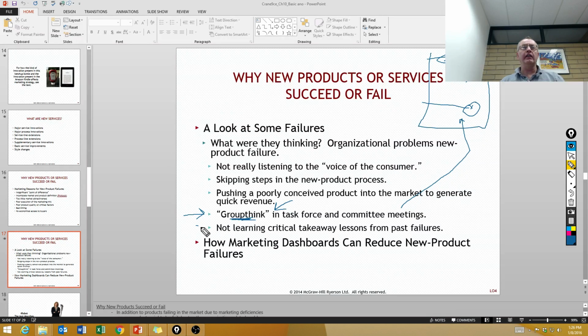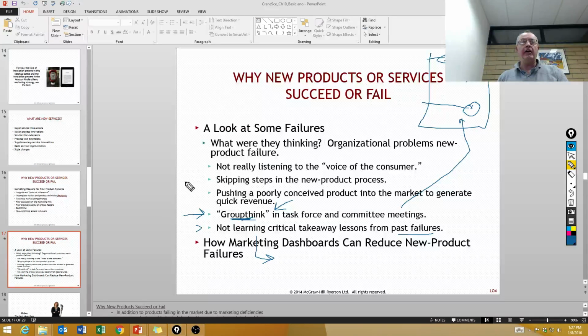Okay, and then another way that new products can fail due to organizational reasons as opposed to marketing reasons is not learning from past failures. This is a modern version of another saying: those who cannot remember the past are condemned to repeat it. So if you don't learn from history, you're probably going to repeat the same mistakes of the past. The same kind of principle applies in the field of marketing as it does in regular life.